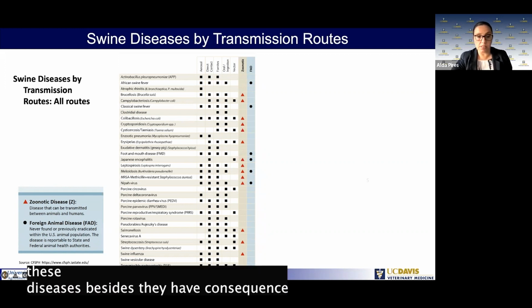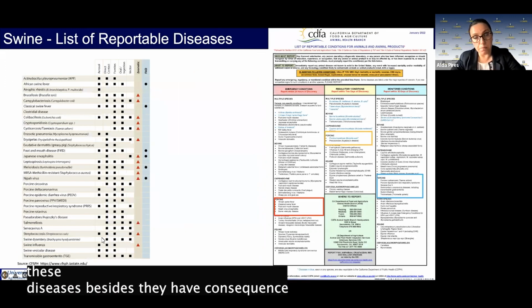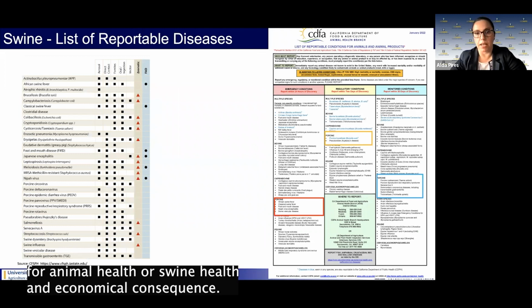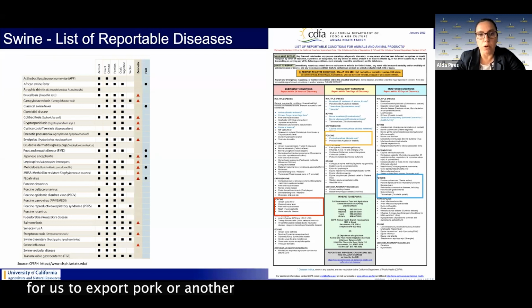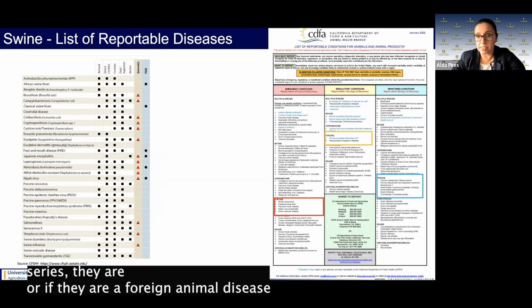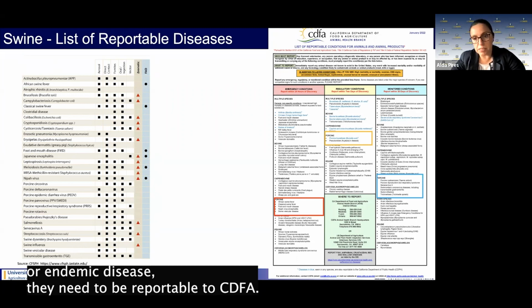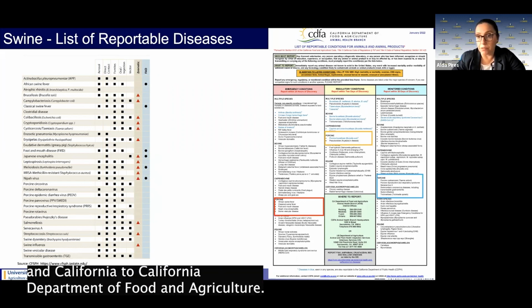Most of these diseases have consequences for animal health, swine health, and the economy. They also have consequences for trade and for our ability to export pork or other animal products, in this case pork. Depending on the disease, whether it is a foreign animal disease or an endemic disease, it needs to be reportable to CDFA, in our case in California, the California Department of Food and Agriculture.